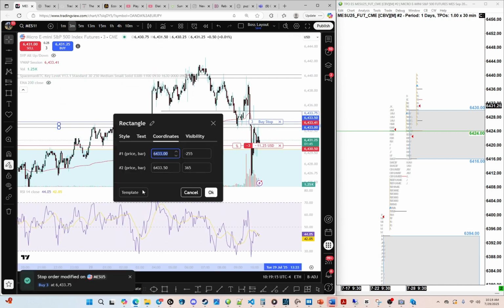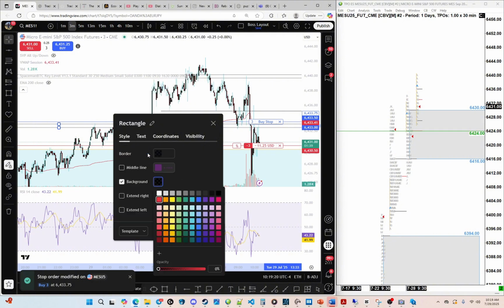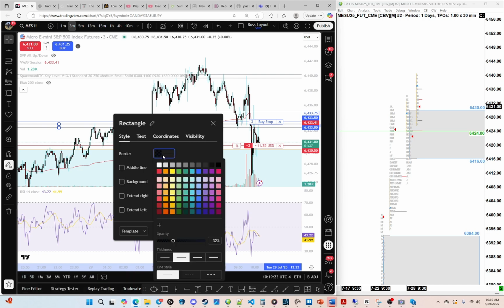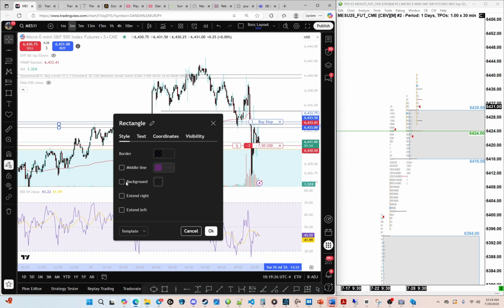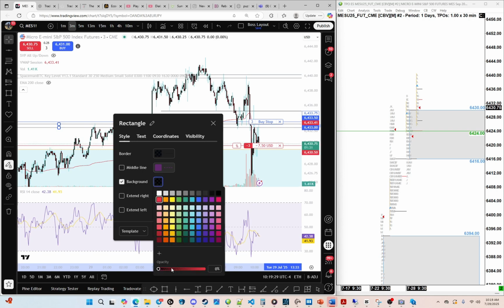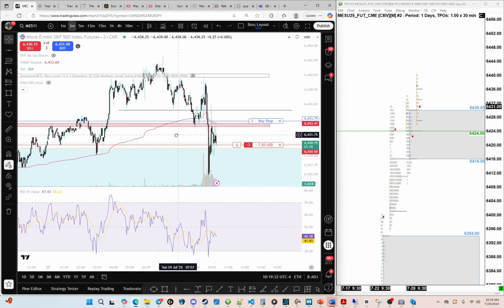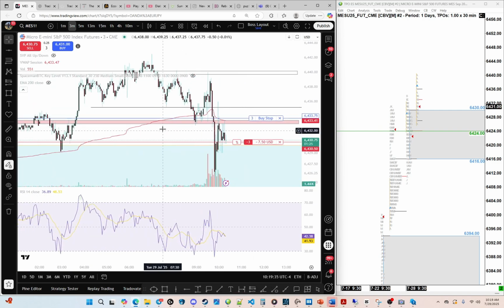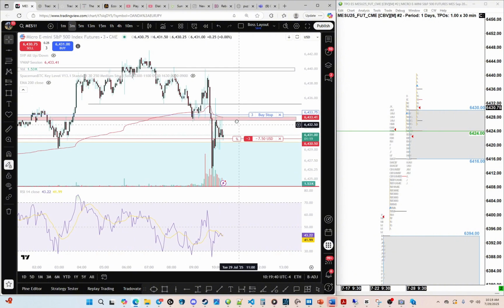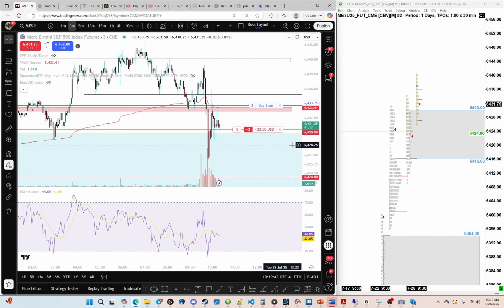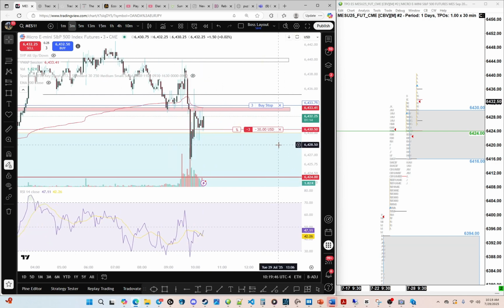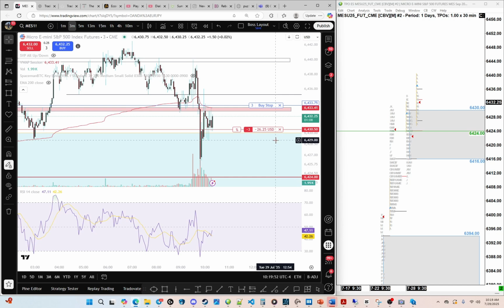I'll make this rectangle an actual color. Oops. Background, let's make it red so we can see. Yeah, I like that. So yeah, we held this structure. We had multiple closes below this low, so I'm thinking we can go lower. We have to wait and see on it. Might not. We got buyers that just push this all the way up. Let's see. All you can do is wait, man.